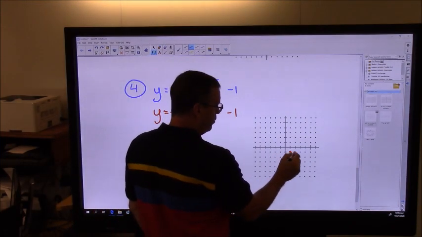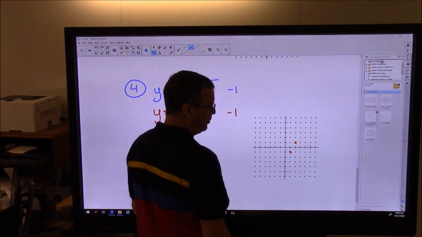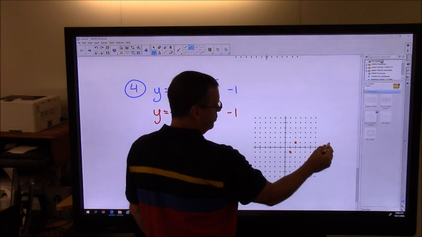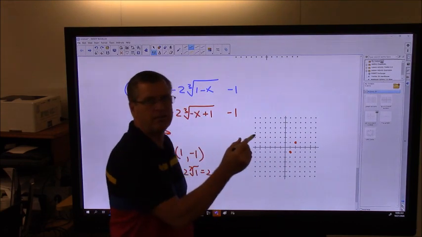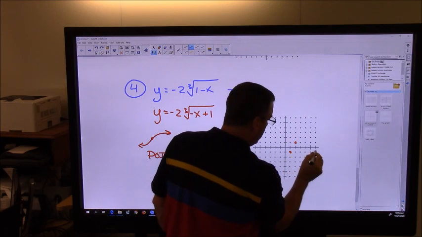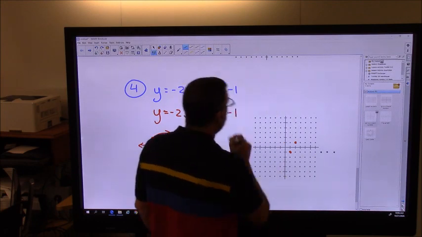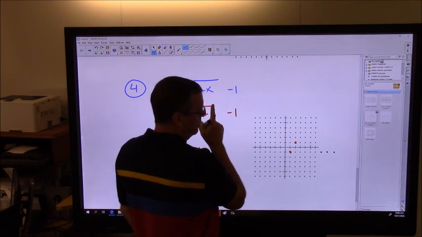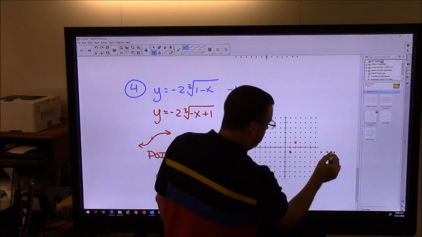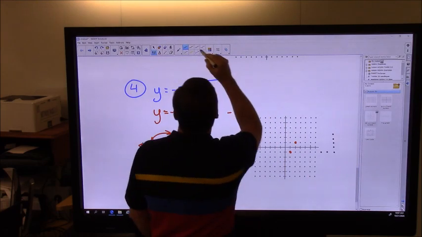So if I go 1 unit over, cube root of that's 1, but I need to go twice as far to 2. If I go out 8 units, cube root of 8 is 2, but I'm going to go twice as far to 4. I'm going to go ahead and plot that point. 1, 2, 3, 4, 5, 6, 7, 8. And then I want to go up 4 from that. Cube root of 8 is 2, but twice as far would be 4. So 1, 2, 3, 4, right about there.